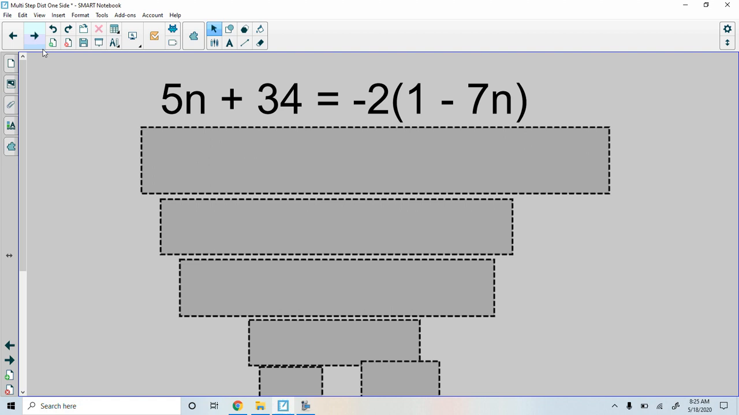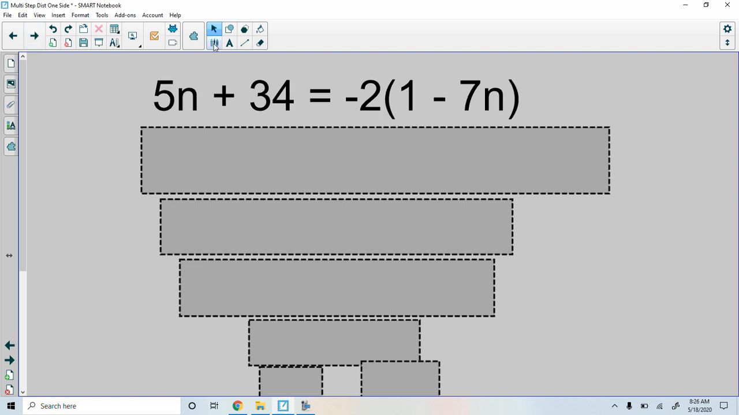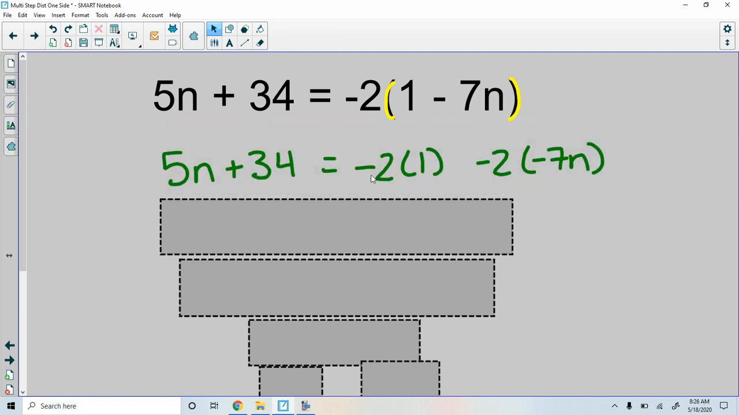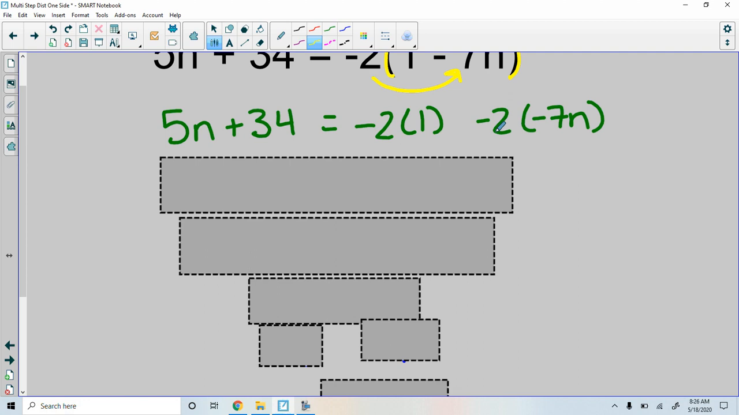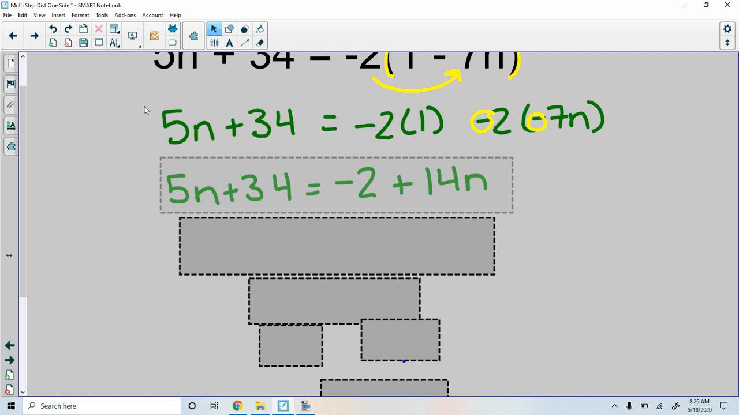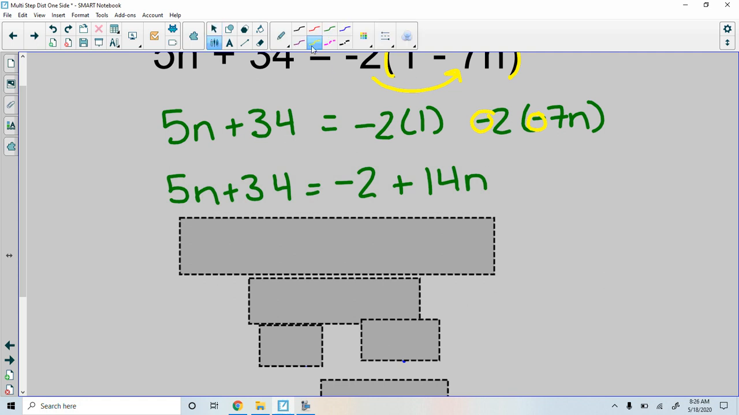Let's try another one. So we're going to take care of the distribution first. So I have these parentheses here. So I need to do that multiplication. Everything else that I'm not doing anything to, I'm going to keep rewriting. Don't lose track of it. I'm multiplying negative 2 times 1 and negative 2 times negative 7. This negative and this negative gives us a positive answer, so I'm going to end up with a plus sign right here, because negative 2 times negative 7 is 14n. Negative 2 times 1 is negative 2, so that stays negative 2.